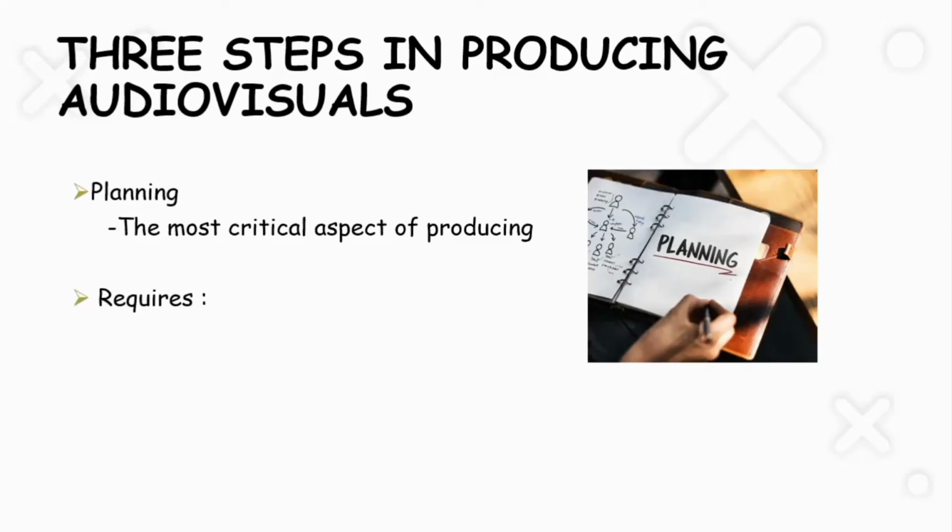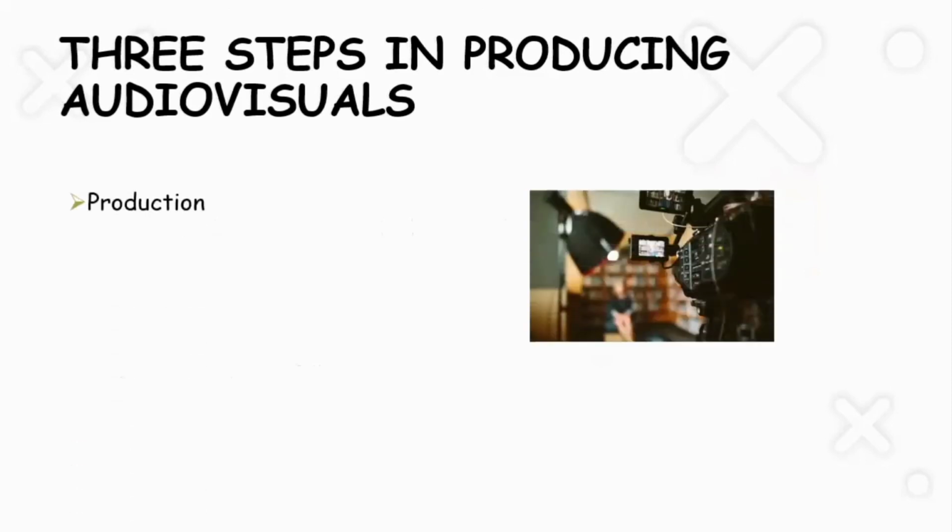So, three steps in producing audiovisuals. The first step is planning, the most critical aspect of producing, and it requires a purpose why, brainstorming how, and preparation. And the second step is production. The shooting or recording stage is what most people consider the production phase of an audio or video project, or it is filmmaking.